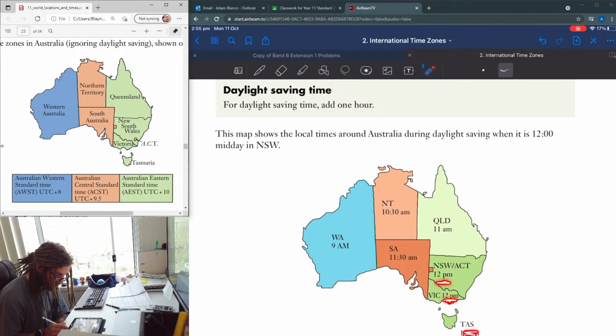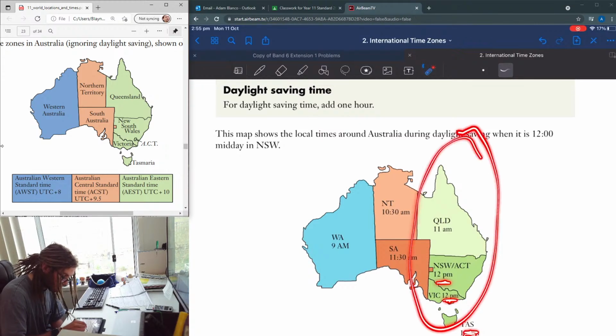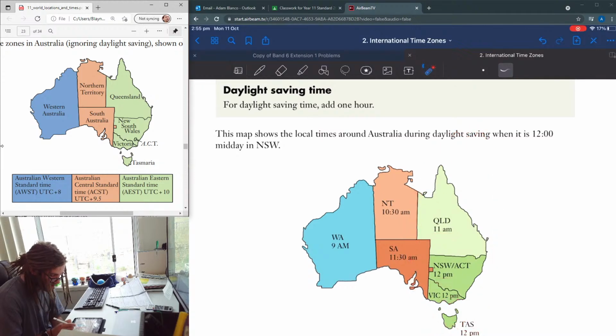Same as Victoria, same as Tasmania. That's because all of these are the same. Now, Queensland, on the other hand, they don't participate in daylight savings. So that means that instead of the clocks moving forward for them, they stay the same. So you just got to take that into consideration.